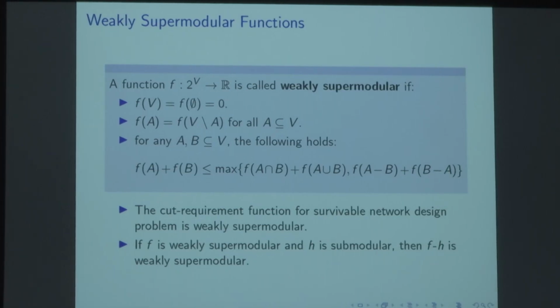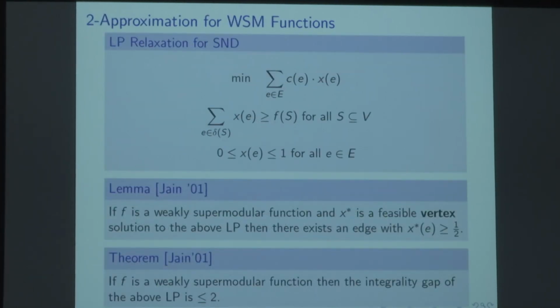We will need another fact: if f is weakly supermodular and h is submodular, then f minus h is weakly supermodular. This just follows from the definitions of submodular functions. Okay. All right.